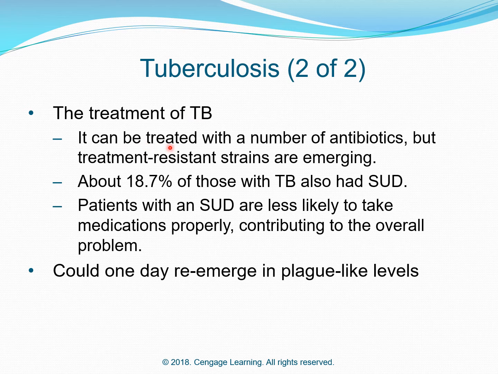The treatment of TB. It can be treated with a number of antibiotics, but treatment-resistant strains are emerging. About 18.7% of those with TB also had a substance use disorder. Patients with an SUD are less likely to take medications properly, contributing to the overall problem. It could one day reemerge at plague-like levels.